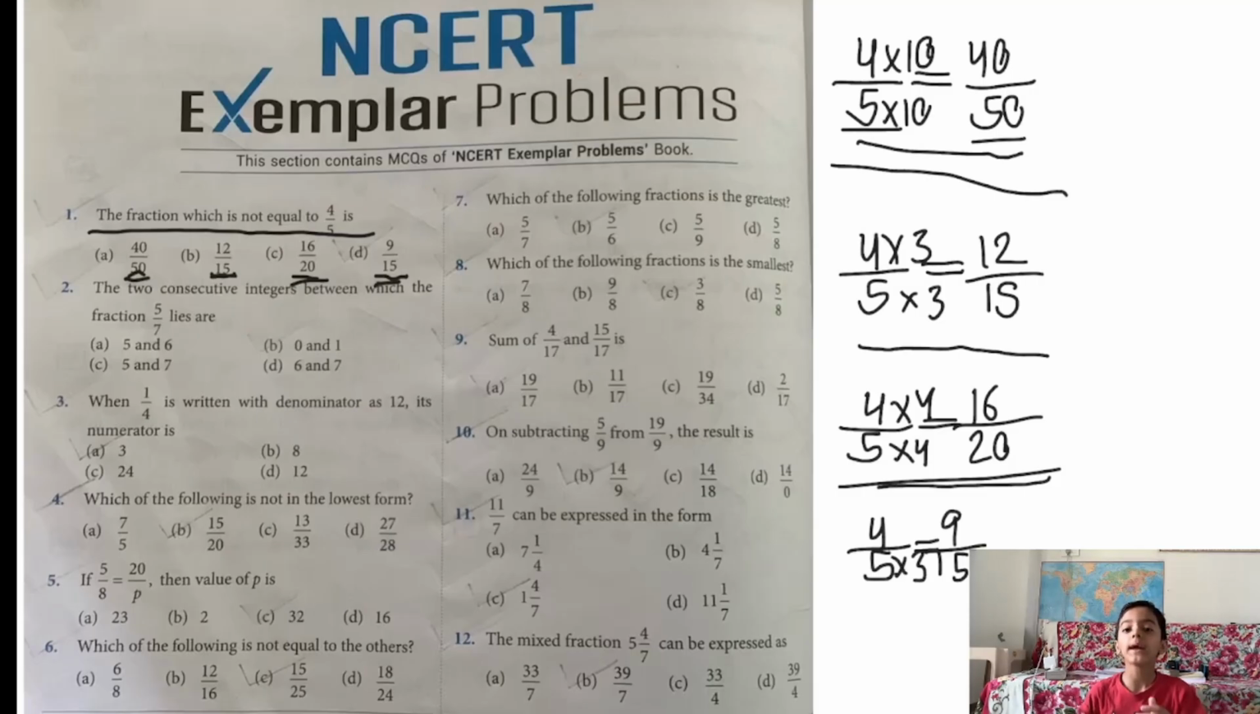Now to make these equivalent fractions or prove it, we have to multiply the numerator also by 3, because we are multiplying the denominator by 3. So we will multiply the numerator by 3. 4 times 3 is 12. But here the numerator is written 9. So 4 by 5 and 9 by 15 are not equivalent fractions. Hence, the correct answer of question 1 is option D, which is 9 by 15.